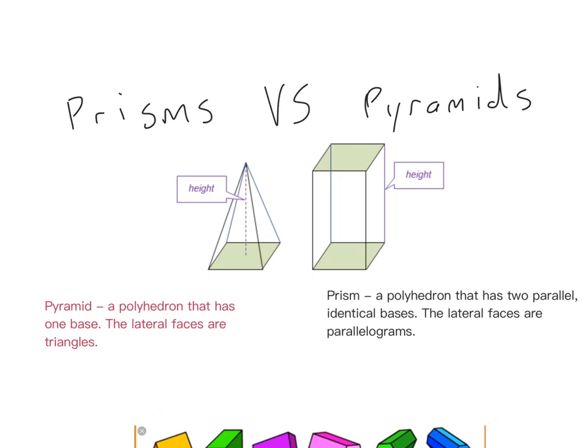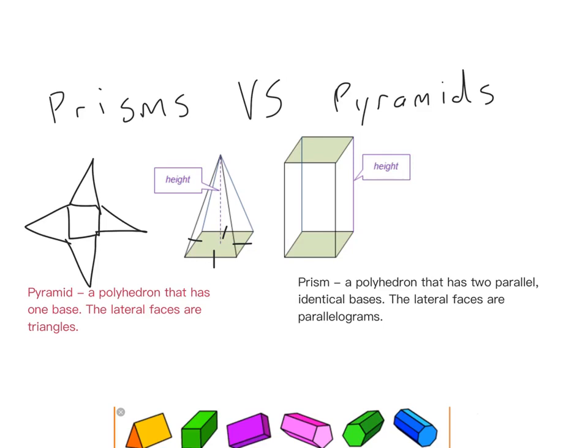If that was made of cardboard and you could unfold it, you would see a square. It looks like a square. We'll just assume it's a square right now. Base, and then you would see 4 triangles unfold off of that. Now we have a prism here which has 2 parallel bases, okay? And they're identical. So the lateral faces are parallelograms.